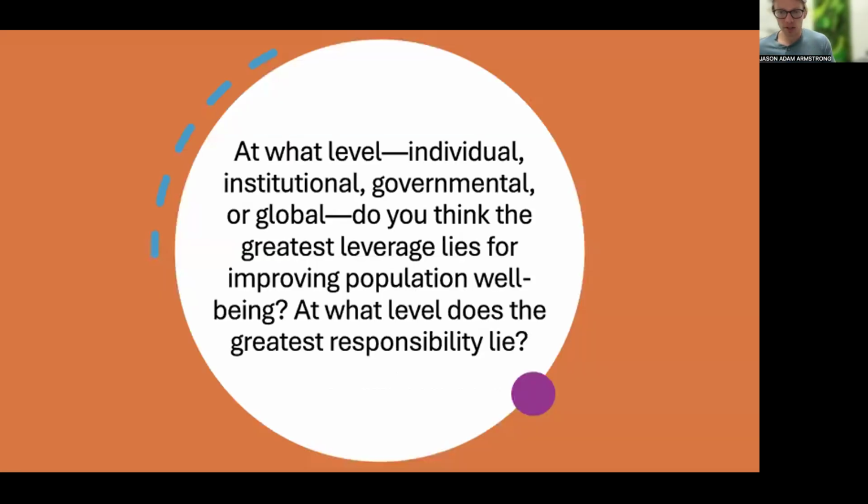Now, I did want to provide you a chance, because I didn't in class, to answer this question and maybe have some discussion about it on Perusal. At what level, individual, institutional, governmental, or global, do you think the greatest leverage lies for improving population well-being? And at what level does the greatest responsibility lie, right? Leverage and responsibility are two different things. What is actually going to result in an effect, and then where does the responsibility lie? They may result in the same answer, but those are two different questions.